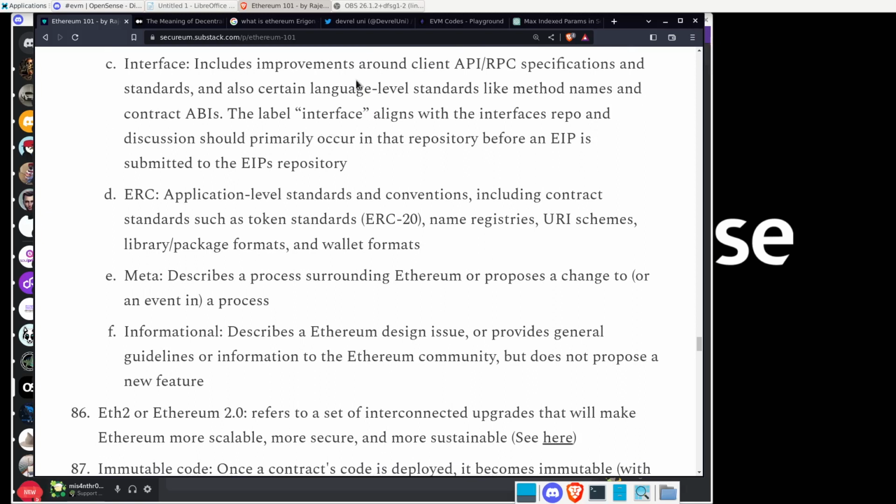Interface includes improvements around client API RPC specification standards, and also certain language level standards like method names and contract ABIs. The interface label aligns with the interface repo, and the discussion should primarily occur in that repository before an EIP is submitted to the EIP repository. Awesome.